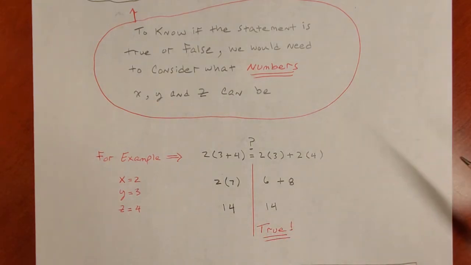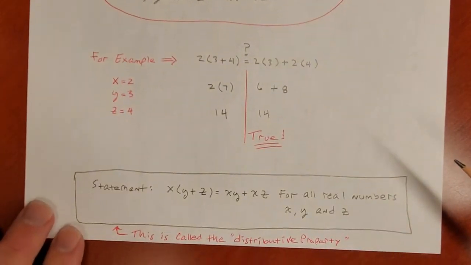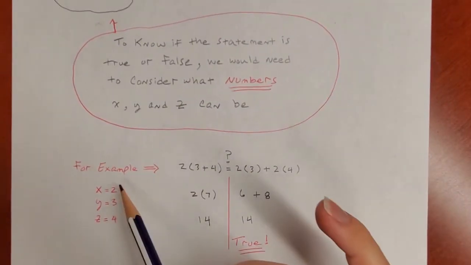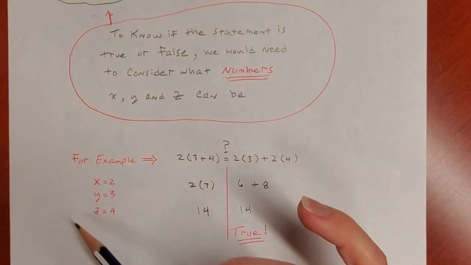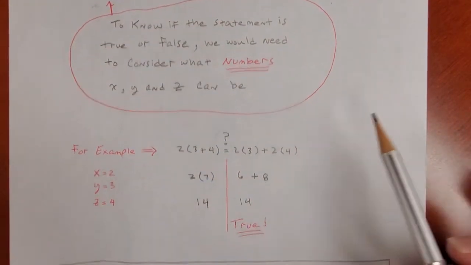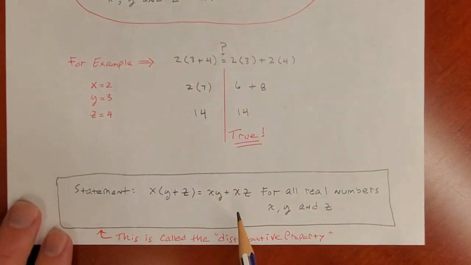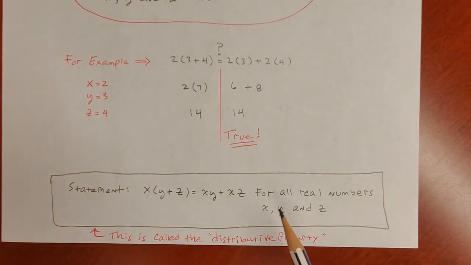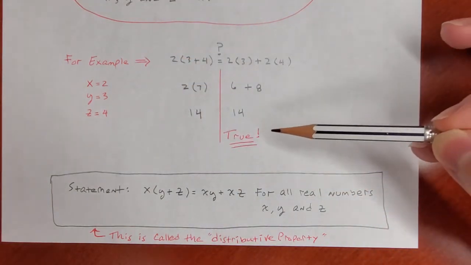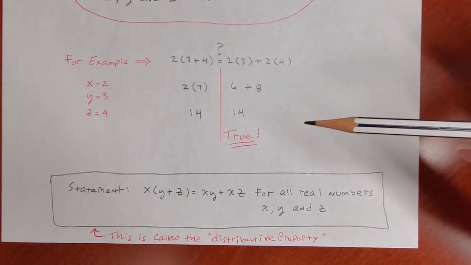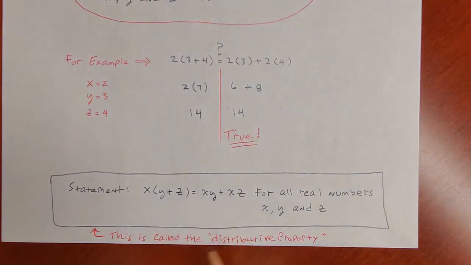Of course. Now, it turns out that it's not just that I got lucky there. It's not like I just chose by accident numbers that happen to work. This statement is true for all numbers x, y, and z. It doesn't matter what x and y and z are. This will always be true, meaning you can evaluate and test it just like this, and it will be true every time.